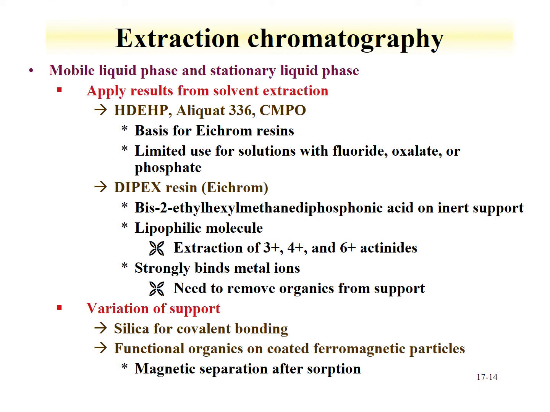There are some limitations in the solution depending upon what sort of ligands you have. These are mainly based upon the fact that these ligands will coordinate strongly with the metal ion, preventing interaction with the resin. There is another resin from Eichrom which uses ethylhexyl methane diphosphonic acid on an inert support, and this extracts trivalent, tetravalent, and hexavalent actinides.